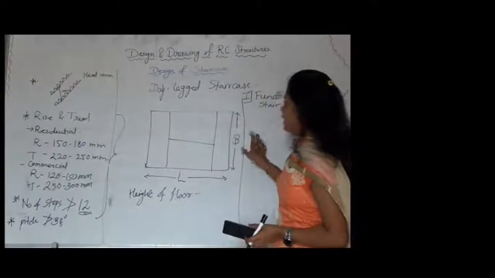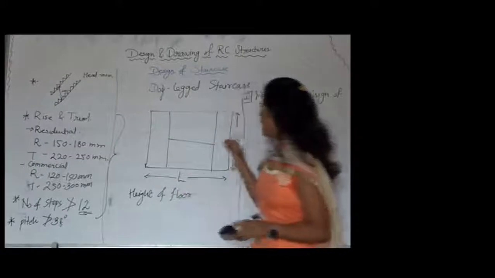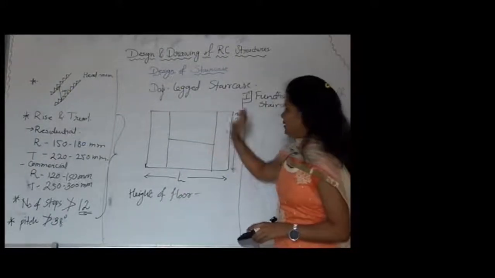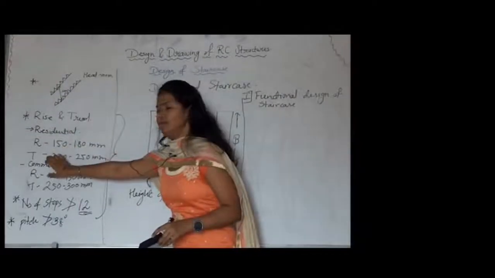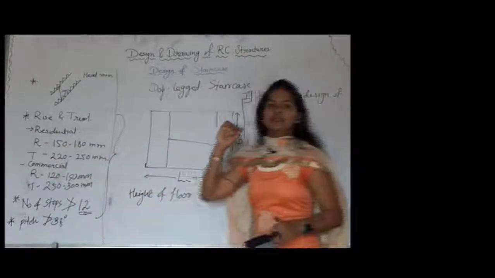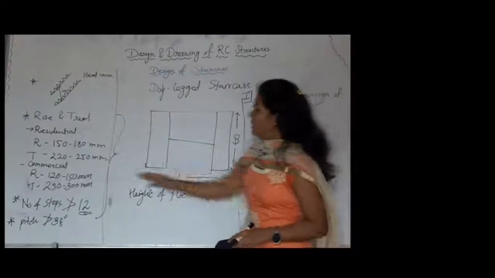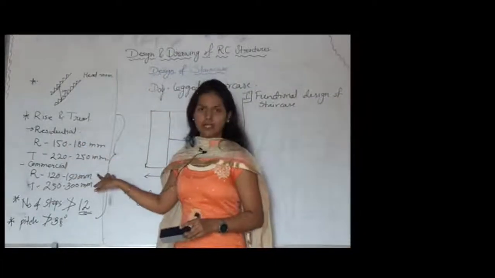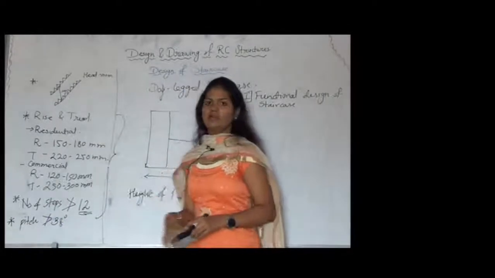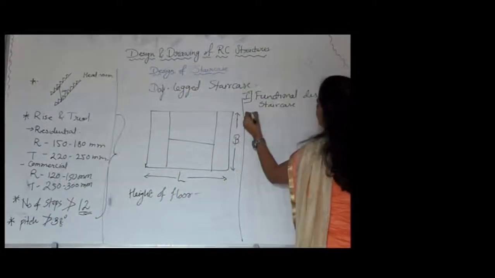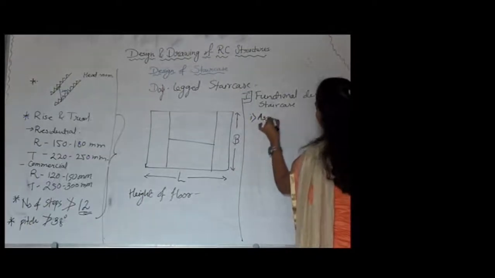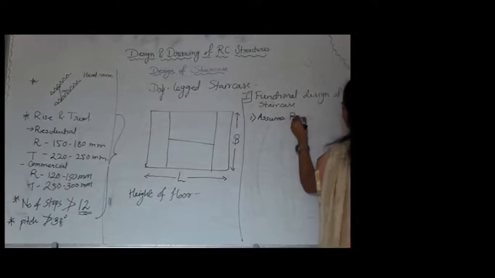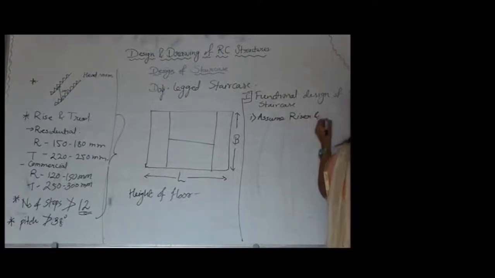So, here also similarly, as I have the dimensions, my assumptions start with the dimensions of riser and tread. Depending upon the type of building and the considerations or limitations of riser and tread, we have to assume the dimensions of riser and tread.